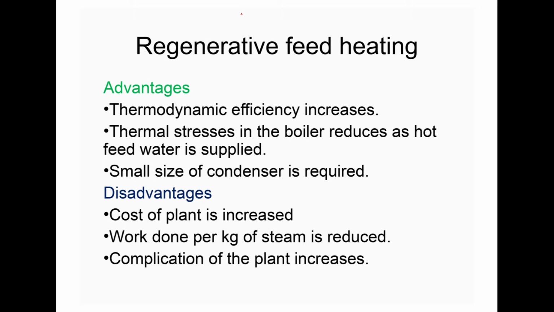Complication of the plant increases because we are going to introduce one more processing circuit in the same steam generation processing cycle, so the regenerative feed heating will make the plant more complicated in terms of design, in terms of implementation, in terms of establishment.